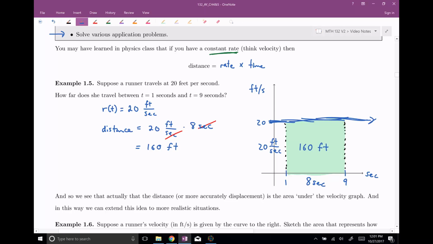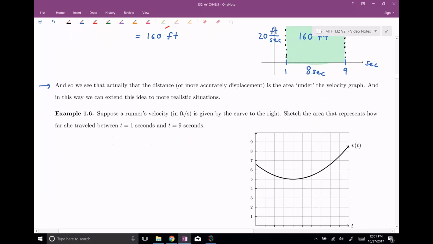And so now hopefully we can clearly see that actually the distance, or more accurately displacement, is the area under the velocity graph, right? Again, velocity is the rate of change for displacement, or for position, I guess. And we want to be able to extend this to more realistic situations, right? Because it's maybe unrealistic for someone to always travel at the same speed. This constant rate is kind of hindering. Often the rate of change, the velocity, changes, right?